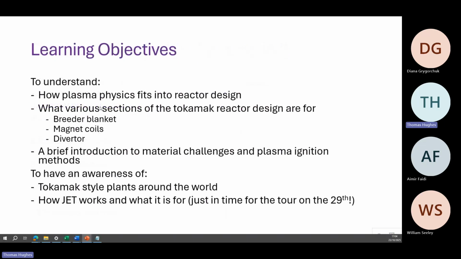Today's learning objectives: we're going to have a look at how plasma physics fits into the reactor design, so we follow on from last week. Have a look at the main sections of the tokamak reactor and what they're for: the breeder blanket, the magnets, and the divertor. We're going to have a brief introduction to some of the material challenges and plasma ignition, and then have a bit of an awareness of other tokamaks around the world, and especially a bit on JET at the end, because it'll be important for your tour that you're going to do next week.